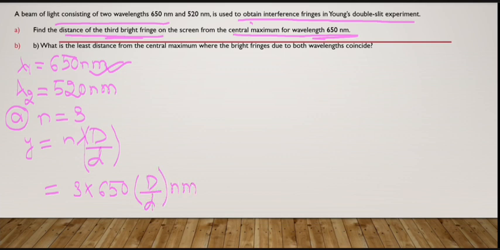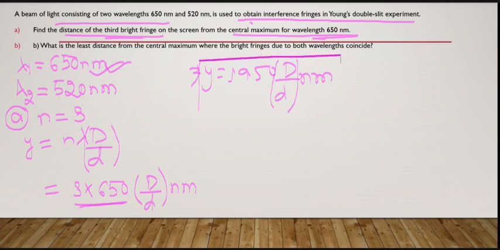So after solving it, we get y equals 3 multiplied by 650, which is equal to 1950 capital D by small d nanometers. Here the values of capital D and small d are not given, so we are not going to put them, but we have found what we were supposed to find. The distance of the third bright fringe on the screen from the central maximum, we have found it. Now let's move to the second part, that is B.